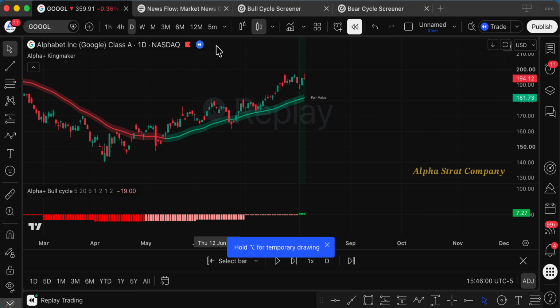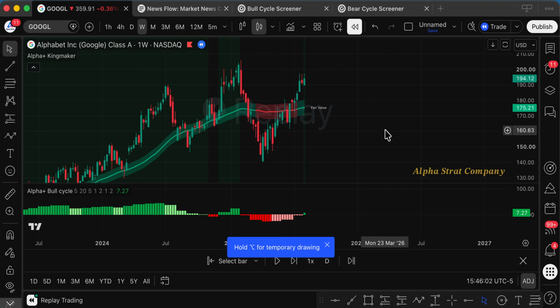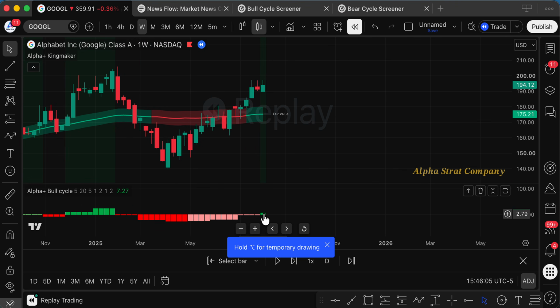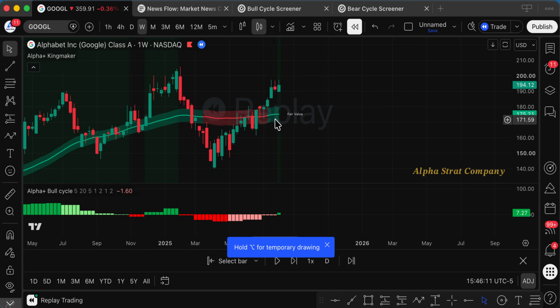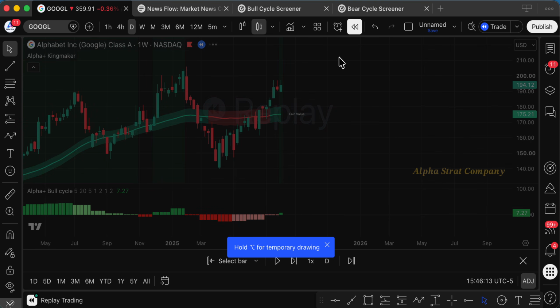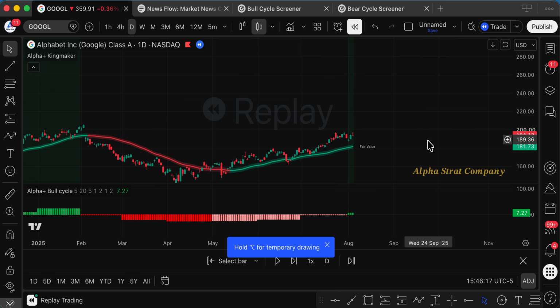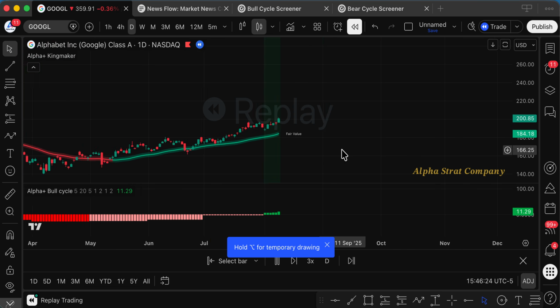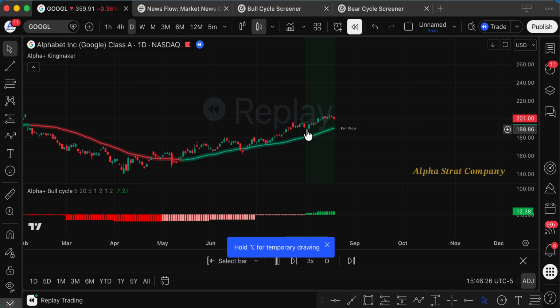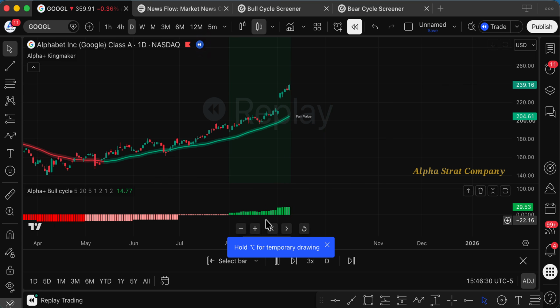Now back to what I was saying on the weekly, this is turning green, this is turning green, this is green. So that's a really good sign. Let me speed this up a little bit just to show you guys. As long as it stays above this green line, we're good.